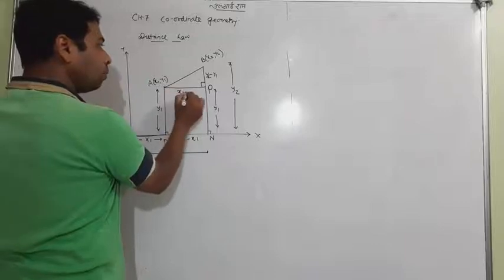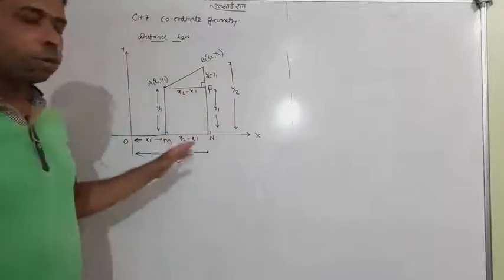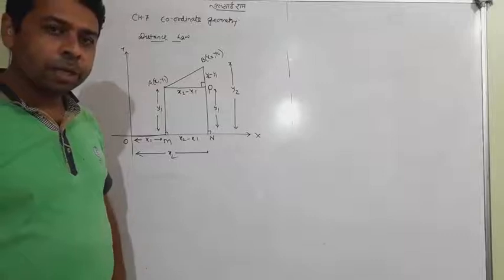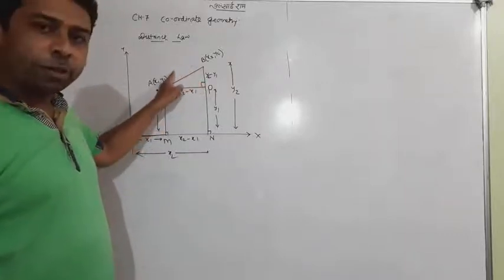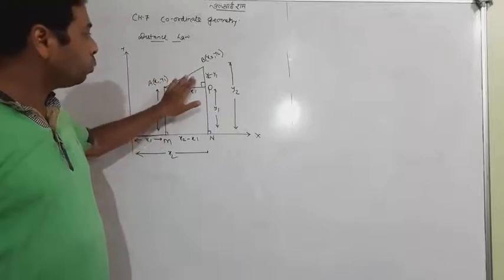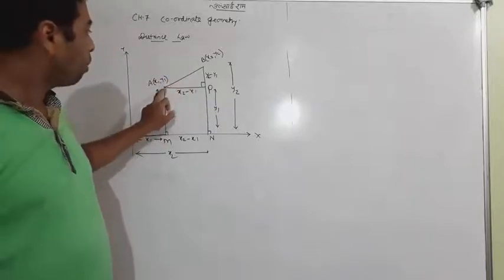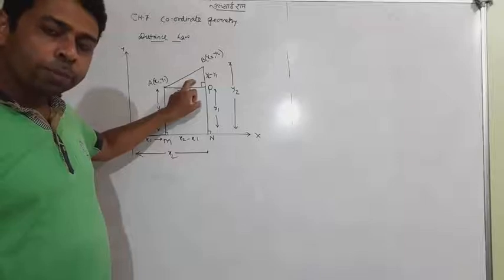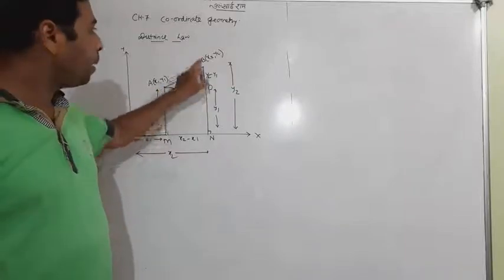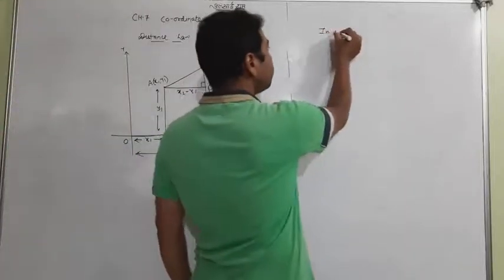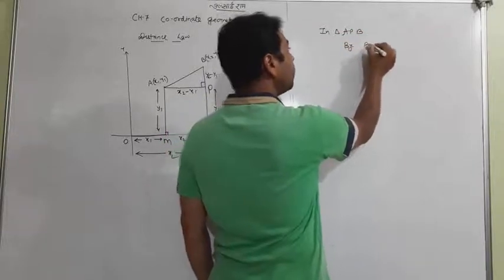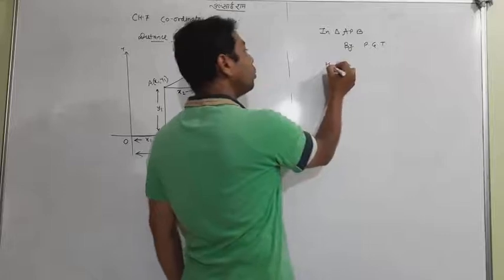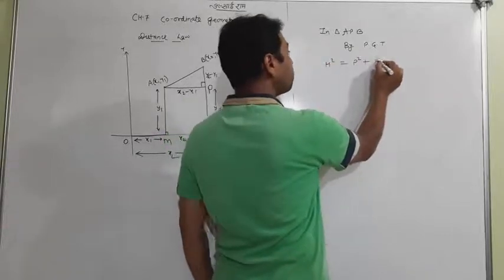Till now, whatever I have done is a very simple task. Now what was the requirement? You wanted to find the distance between point A and B, so I am going to use Pythagoras theorem here. Using triangle APB, by Pythagoras theorem, you know hypotenuse square is equal to perpendicular square plus base square.